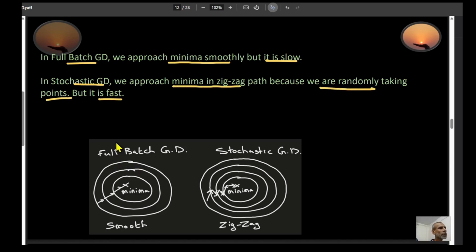So this is a pictorial representation that helps you understand these concepts. So here, in this case, this is my full batch GD right here. This is my minima, and I would approach my minima in a smooth manner like this. On the other hand, in the case of stochastic gradient descent, I will be approaching my minima in a zigzag manner right here. And the reason I'm going zigzag is because I'm taking these random points.